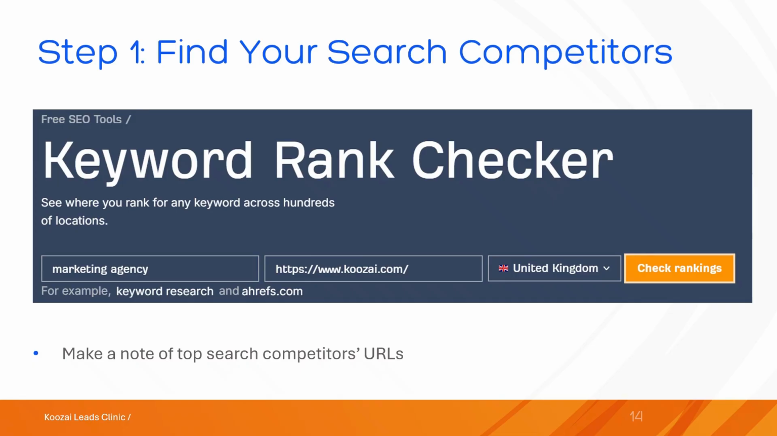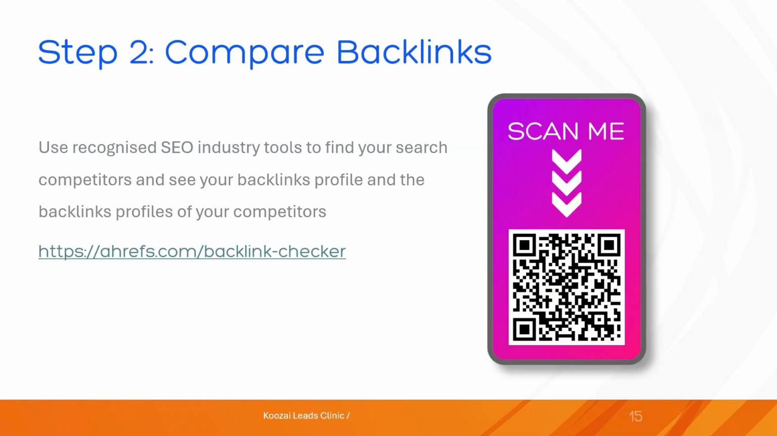Then you put your website URL. So where we put koozai.com, you just want to put your own URL. And then finally, you want to obviously ensure that it's the right country selected. In this case, obviously the United Kingdom. And then press the big orange button that says check rankings. That will then display a list of your keyword competitors, or at least the top websites that are currently ranking for that keyword. And then you know the people you need to beat, essentially.